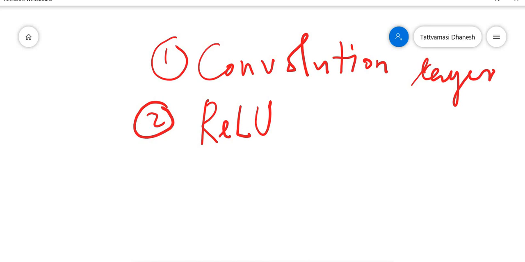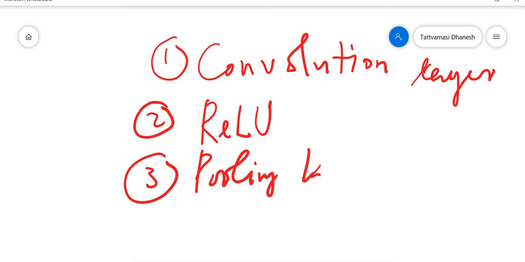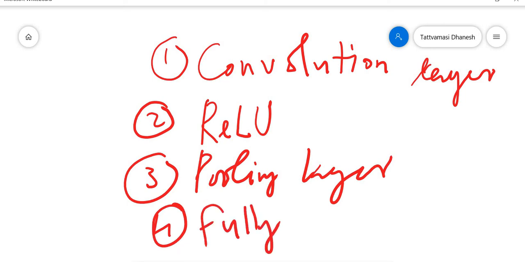Third one is the pooling layer. We will discuss all these layers in detail in the coming videos. Fourth one is the fully connected layer. So these are the four layers we use in the convolutional neural network: the first is the convolution layer, the second is the ReLU, then the pooling layer, and the fully connected layer. In the coming videos, I will cover all these layers in depth, and then you will get a better idea of how the CNN works.